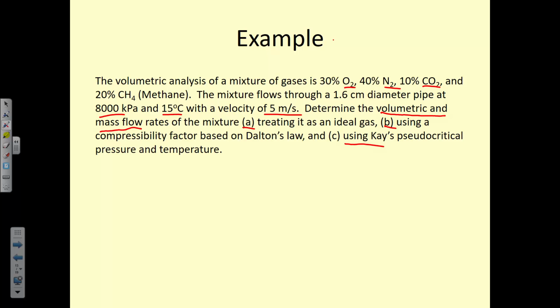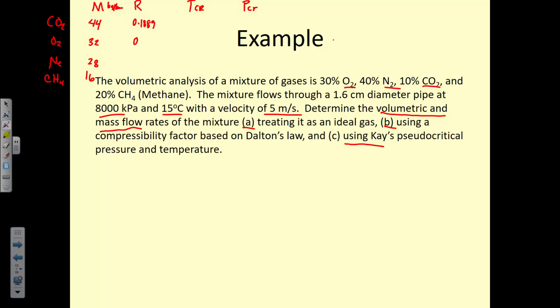First thing we need to do is go to table A1 and start looking stuff up. So we're going to need the molar mass, gas constant, the critical point temperature, and the critical point pressure for each of these substances. So if we have CO2, O2, nitrogen, and methane, which is CH4. So I'll just put these values in. 44, you can see how hiding a table is handy. 28, 16, and the units on these are all kilograms per kilomole.